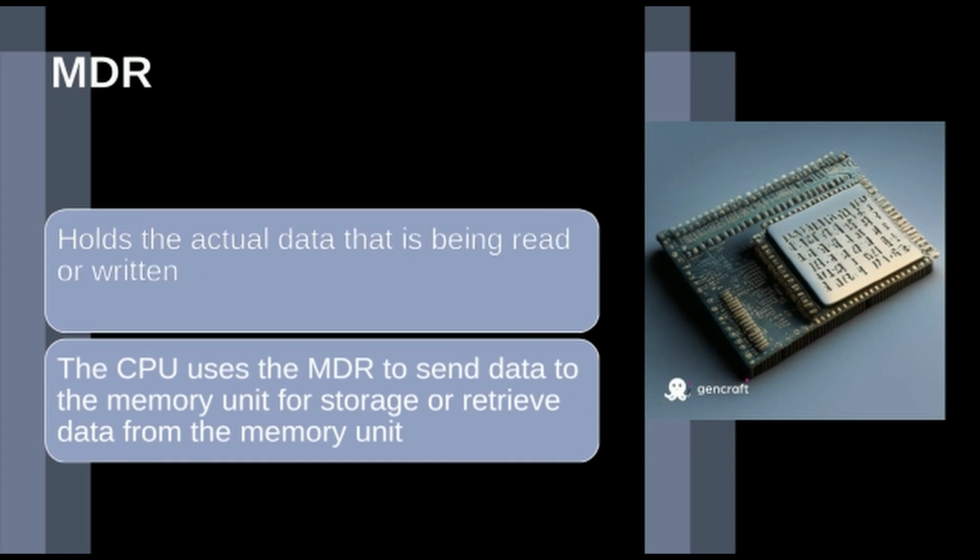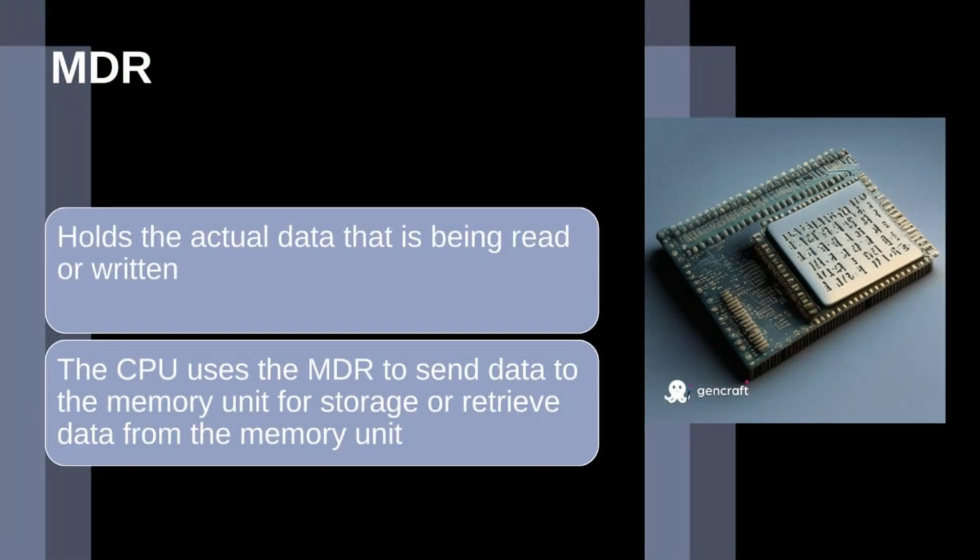MDR, which stands for Memory Data Register, is the component that holds the actual data that is being read or written. The CPU uses the MDR to send data to the memory unit for storage or retrieve data from the memory unit. Once the memory unit receives the data, it stores or retrieves it from the specified memory location.